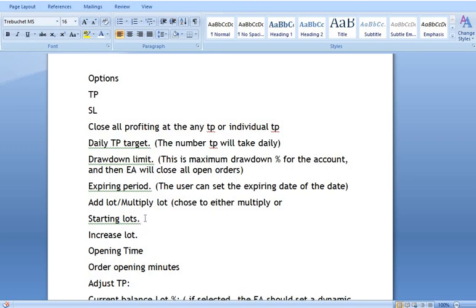We have the starting lots. Those ones are basic by default. Then increased lot size is going to determine either adding also. Opening time is something we have already mentioned. Then opening minutes, yes. This opening minute, this is what I mean here.